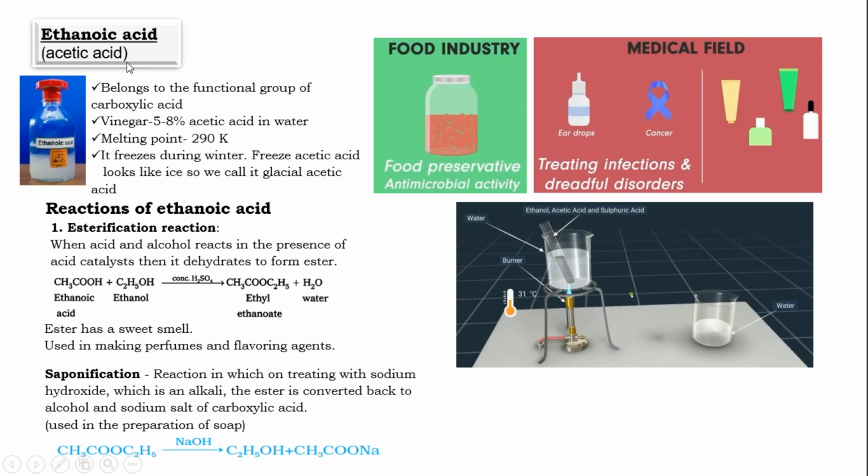Ethanoic acid, also called acetic acid. This compound belongs to the functional group of carboxylic acid, and 5 to 8% of acetic acid in water is called vinegar. The melting point is 290 Kelvin. Since it freezes during winter and this frozen acetic acid looks like ice, it is also called glacial acetic acid.